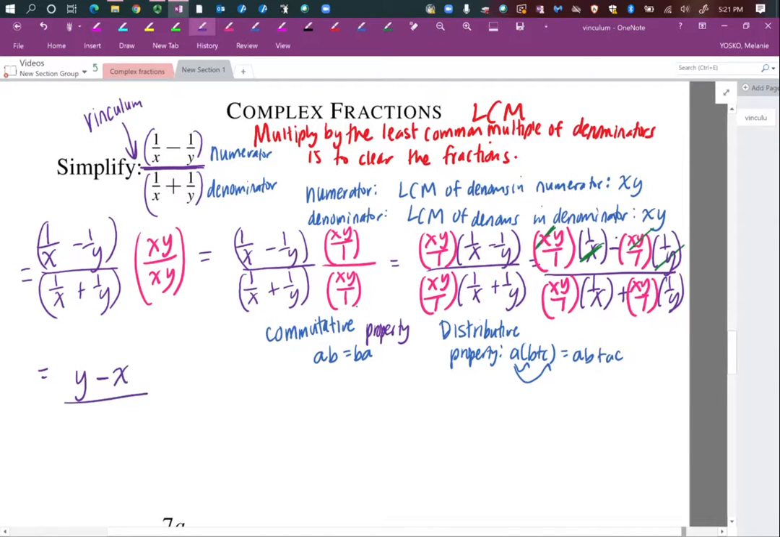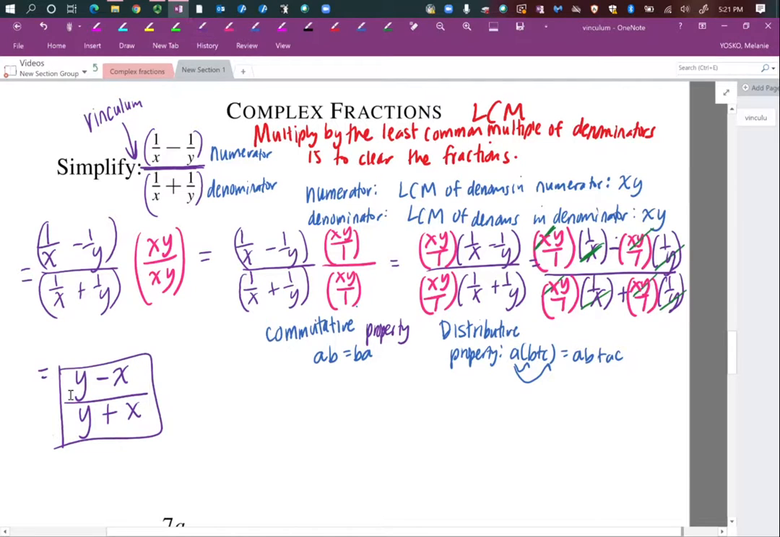Do the same thing with the denominator. xy over 1 times 1 over x. Cancel this x in the numerator with this x in the denominator. I end up with a y plus xy over 1 times 1 over y. I have a y in the numerator and a y in the denominator. They cancel. So I end up with x. This is your final answer.